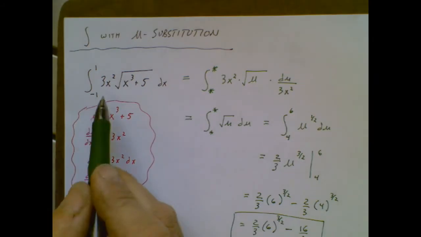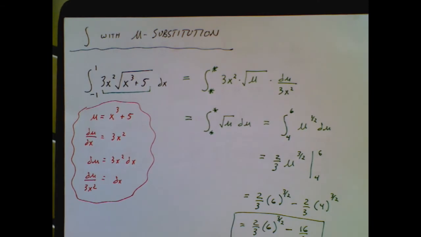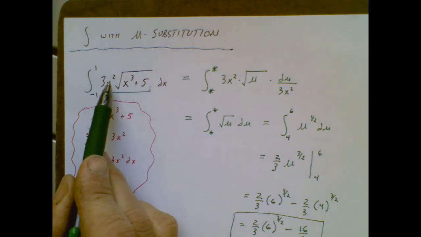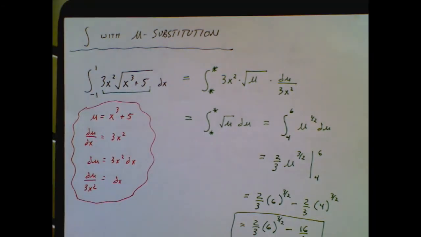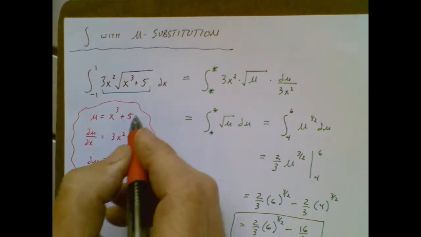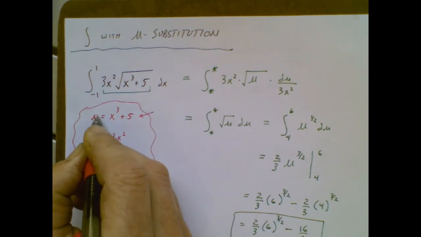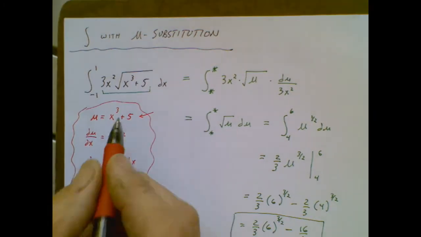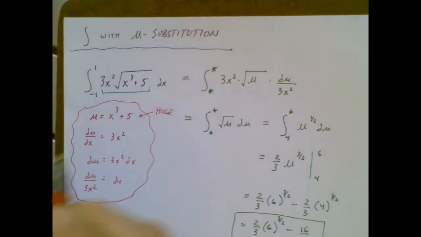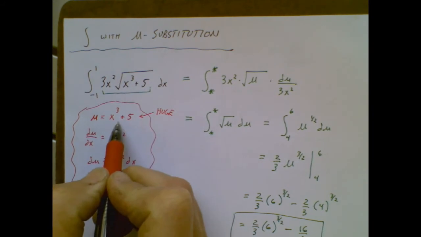I start off, I look at this problem and I say, there's no way I can do that antiderivative, so I'm going to go U substitution. So I look inside the integrand, and my most important choice on this whole problem is, what inside this integrand can I call the U? That's my U. Some people say it doesn't look like a U, but that's my U. So that is a huge decision. And I decided that x to the third plus 5 was going to be my U.